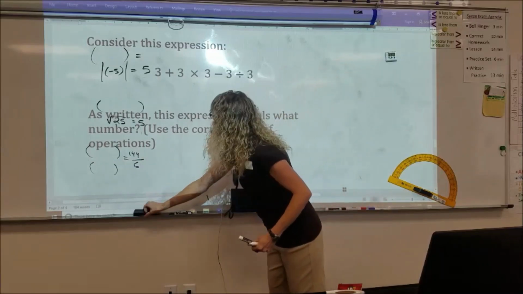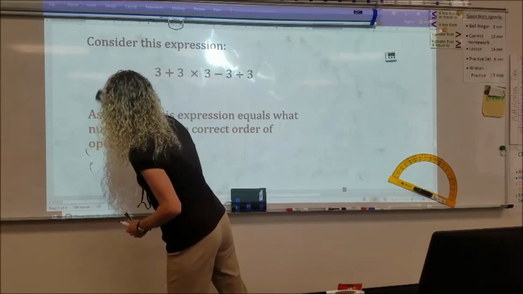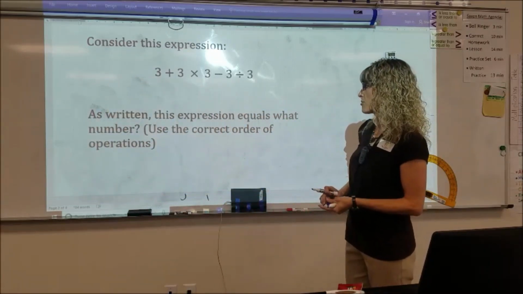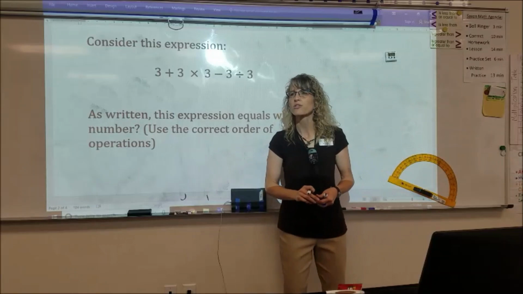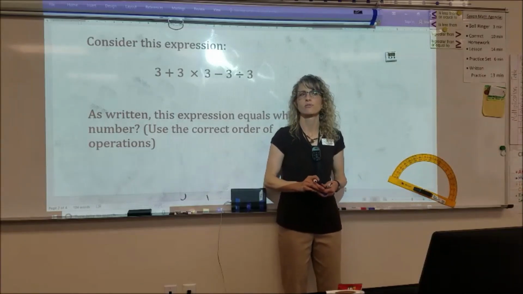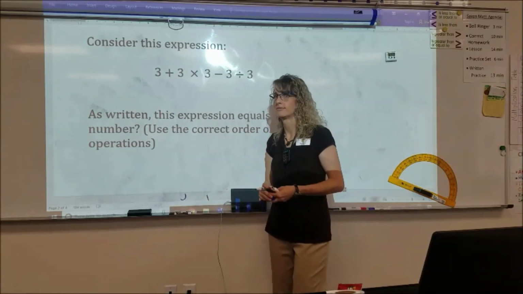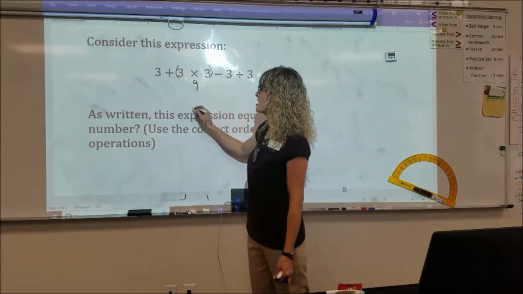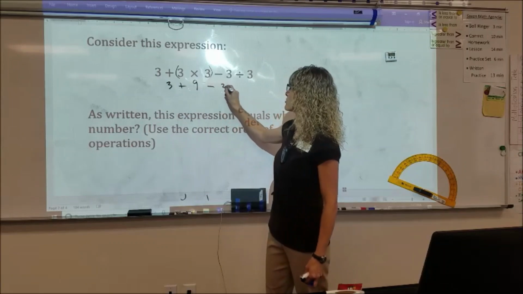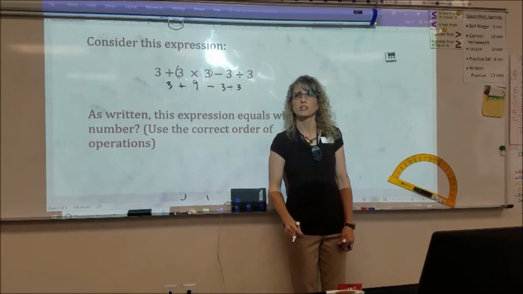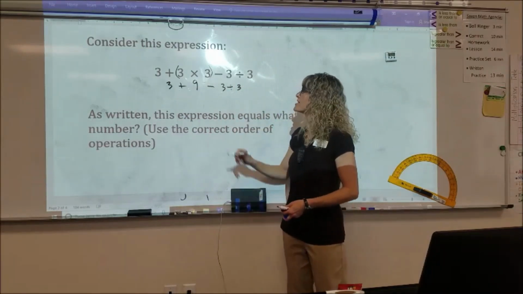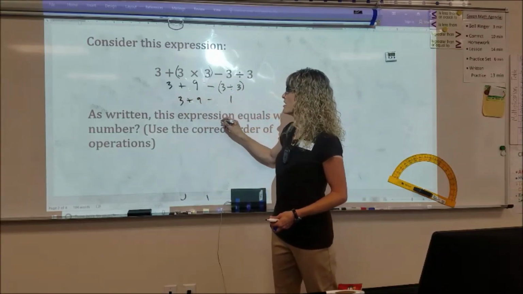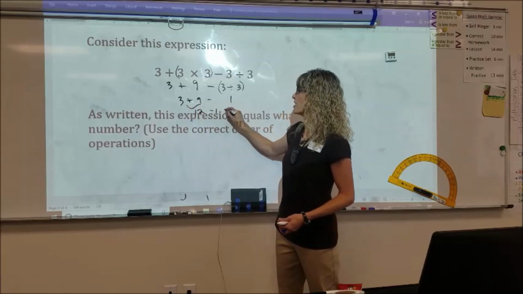Consider this expression: 3 plus 3 times 3 minus 3 divided by 3. It says, as written, this expression equals what number? Use the correct order of operations. What's my first operation I should use? Go. Multiplication. Times 3. Give me a 9. We get 3 plus 9 minus 3 divided by 3. What's my next operation? Layla. Division. Boom, here it is. 3 divided by 3 gives me a 1. That gives me a 12. Minus 1 gives me 11.